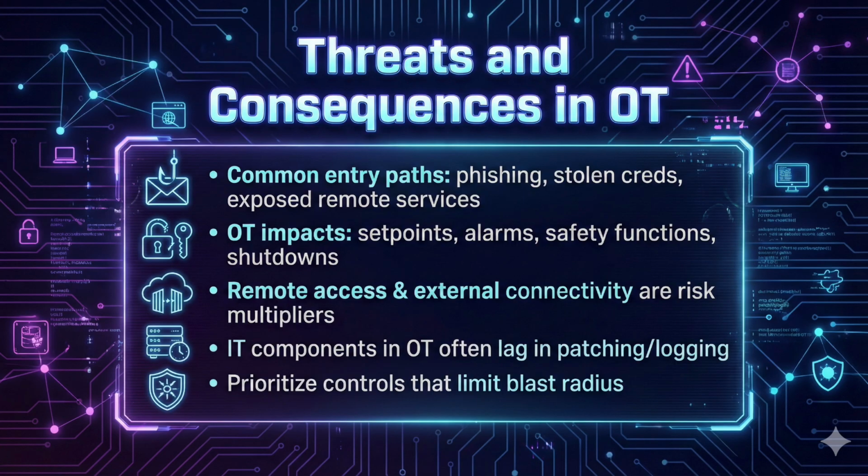So the takeaway for this slide is simple. Treat OT security as risk reduction for physical operations. We prioritize high-impact pathways first, remote access, segmented architectures, and visibility, because those controls buy you time and prevent small compromises from becoming plant-wide events.